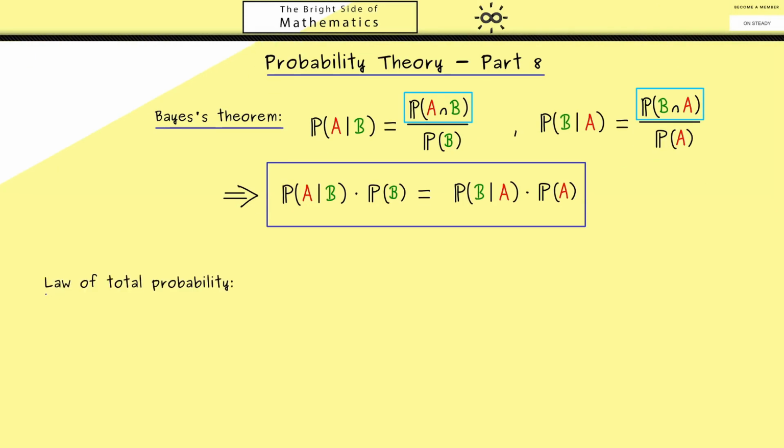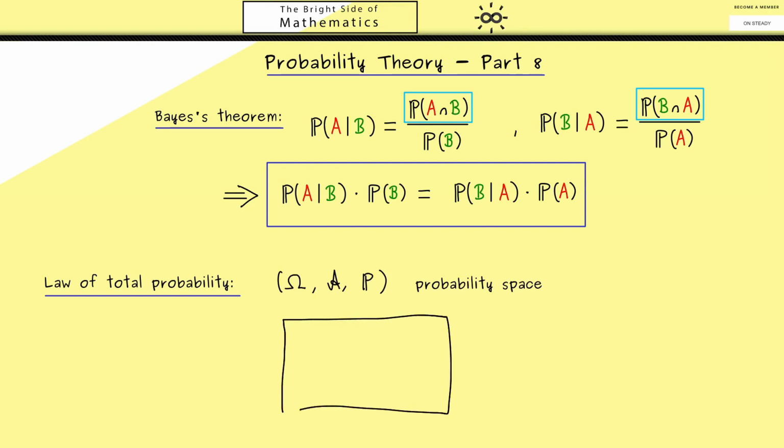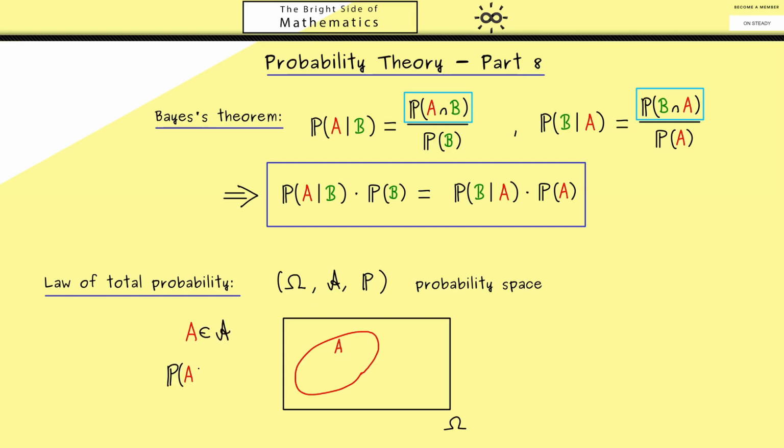However, before we do this, let's talk about the law of total probability. It tells us which possibilities we have to split up a probability. So as always we choose a probability space given by a sample space omega, a sigma algebra A and a probability measure P. And now we want to calculate the probability of a subset A. So the question is, how can we split up P(A)?